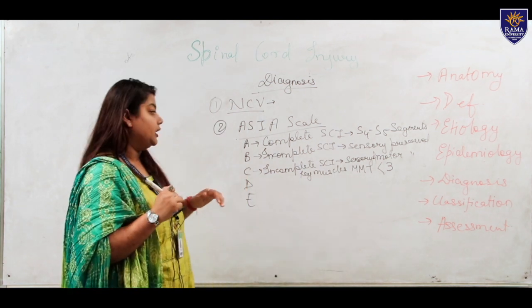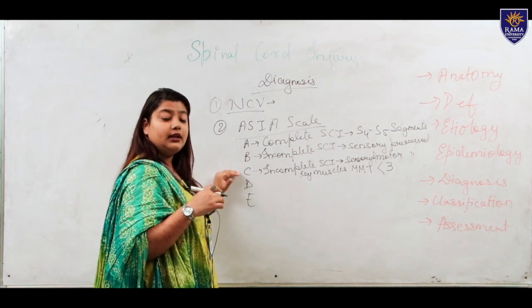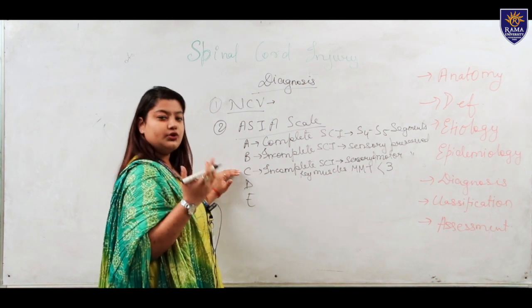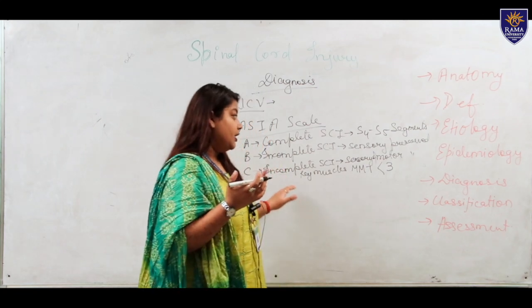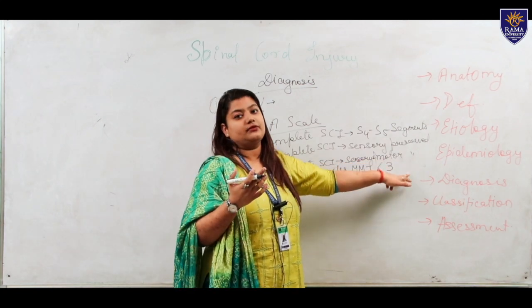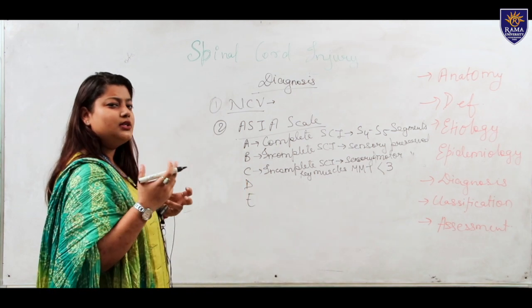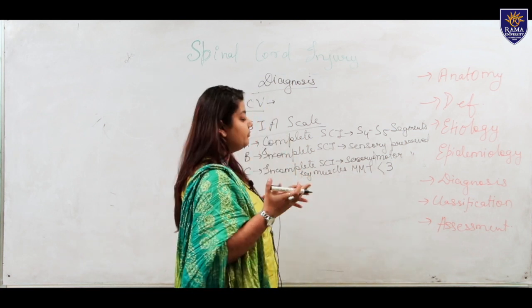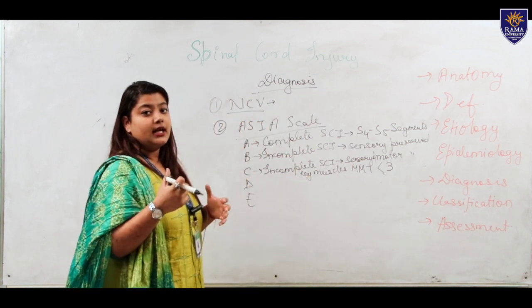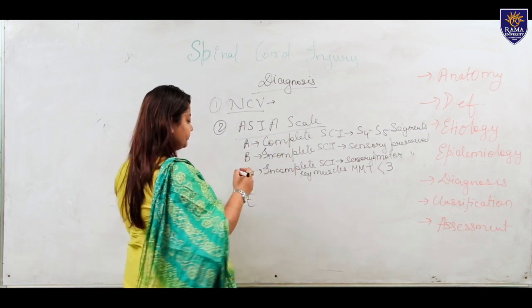Within or below 3. So we give category C to those patients in which there is incomplete spinal cord injury with sensory and motor preserved. Both sensory and motor components are preserved. There is no such dysfunction, but if we do key muscles MMT, it reveals that the power is either 3 or below 3.